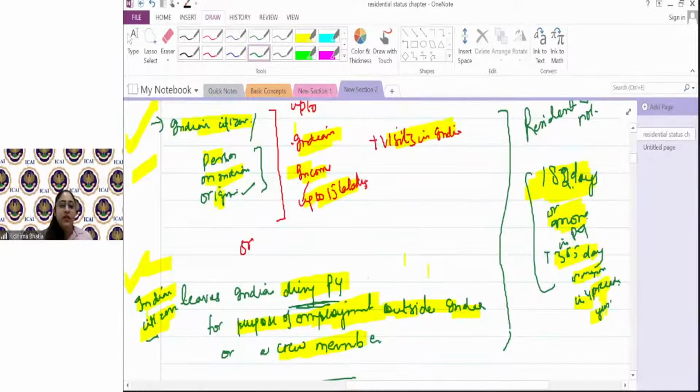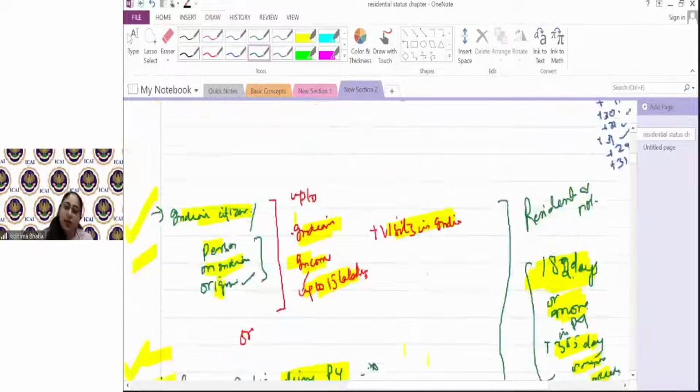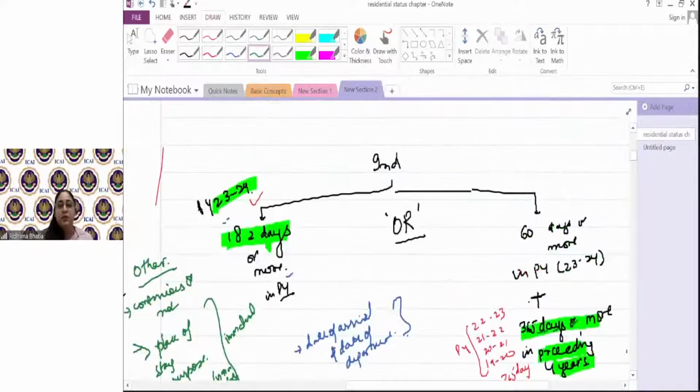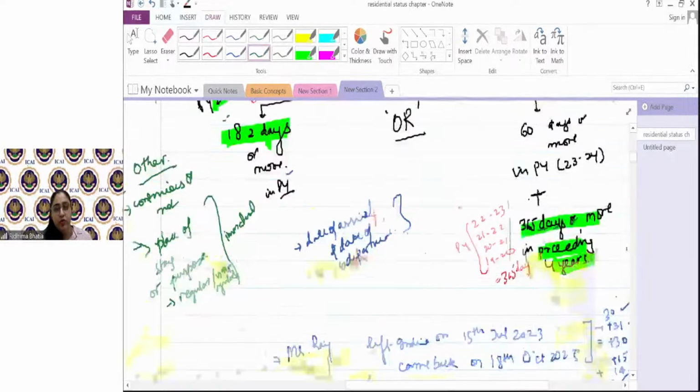The concept of a person of Indian origin leaving India does not exist. Indian citizen leaving India for the purpose of employment. A question can come: Mr. X is an Indian citizen leaving India for medical treatment. What condition will I check? I will first check these two conditions, because the exception is only for the purpose of employment.